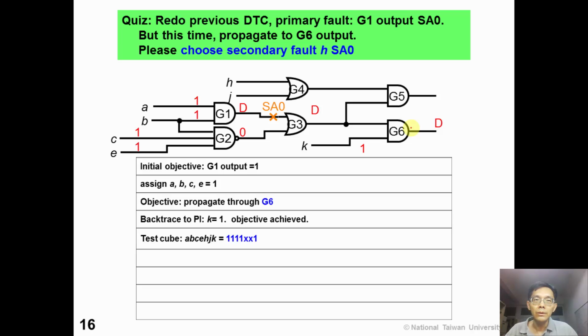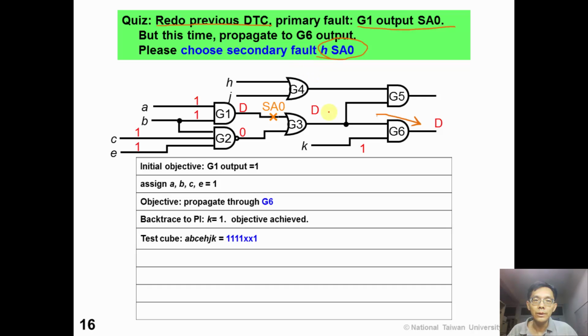Now it's time for you to do an exercise. Suppose we want to redo our previous dynamic test compression, given the same primary fault, G1 output stuck-at-0. But this time, suppose that we choose to propagate through G6 to the output. Then, please choose the secondary fault, H stuck-at-0. Now please pause the video and work on this problem.